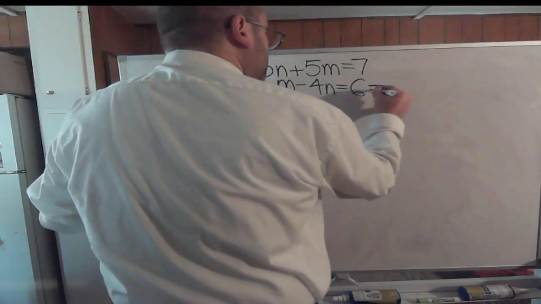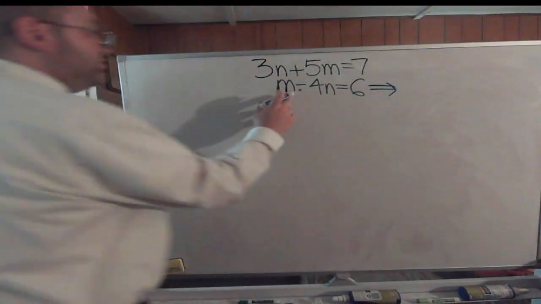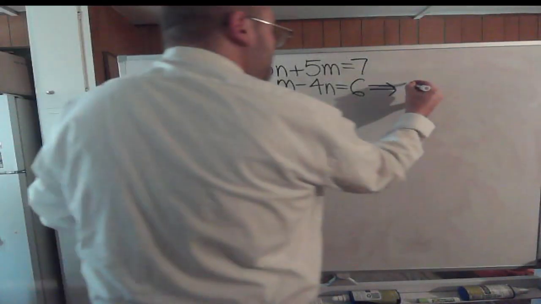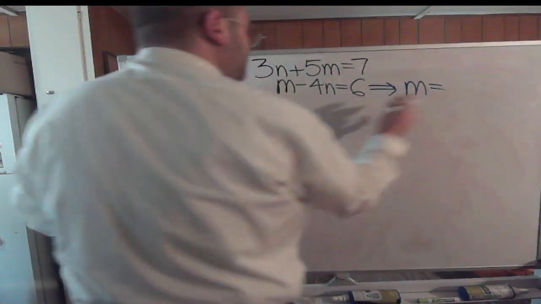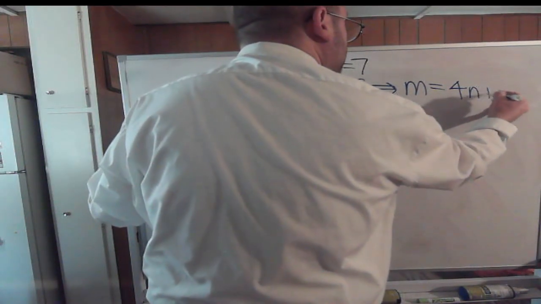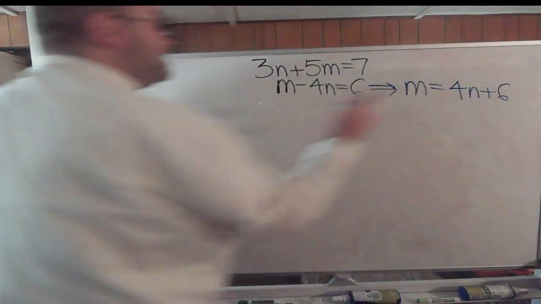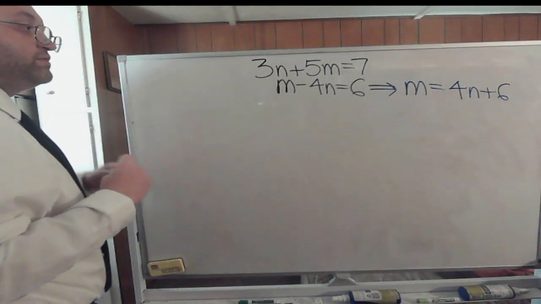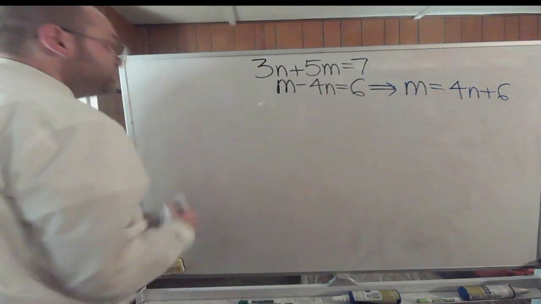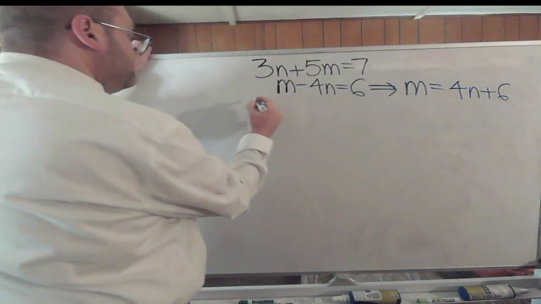So notice that if we take m minus 4n and add 4n to that, we get the m by itself, but you got to add 4n to the right, you would get m equals 4n plus 6. Now we have it just perfect where we can substitute that m equals 4n plus 6 into the first equation. So let's go ahead and do that.